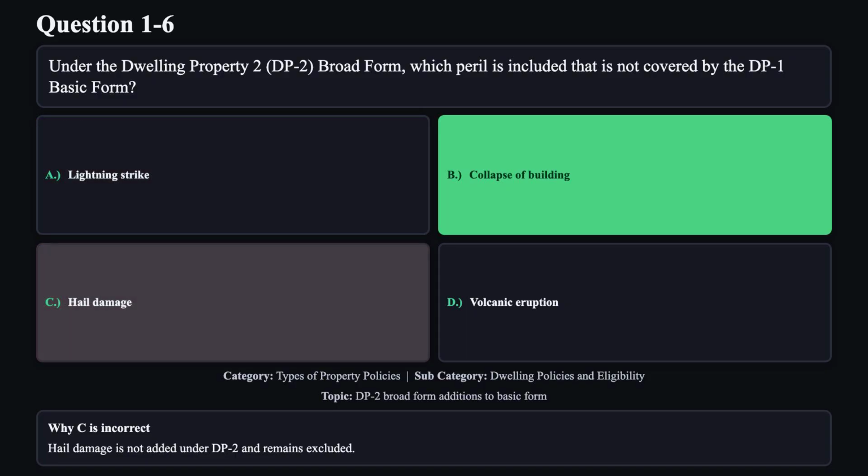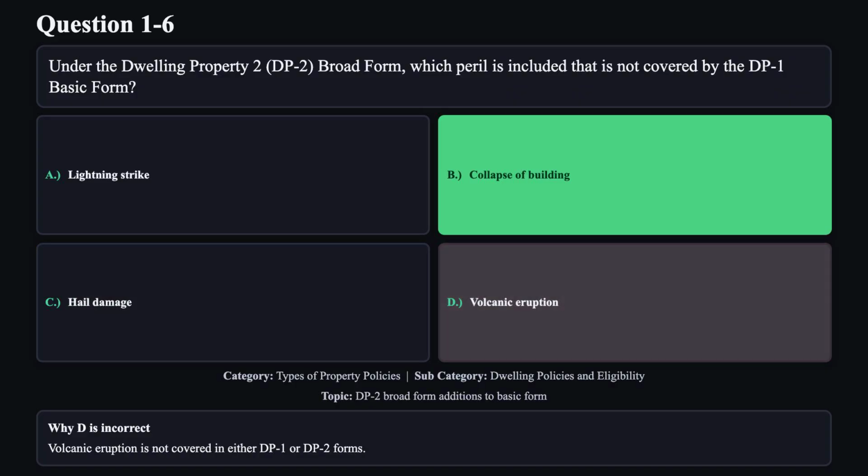Reason C is not correct. Hail damage is not added under DP2 and remains excluded. Reason D is not correct. Volcanic eruption is not covered in either DP1 or DP2 forms.